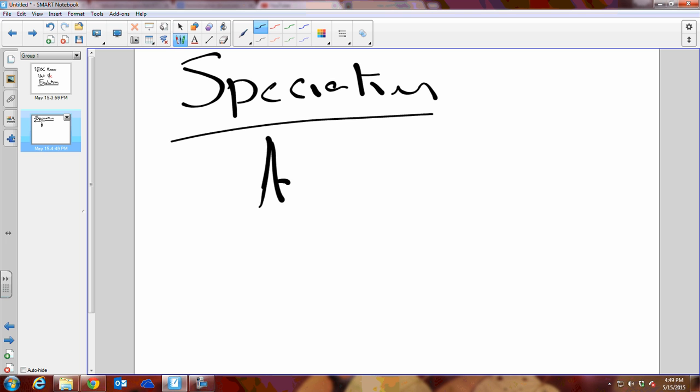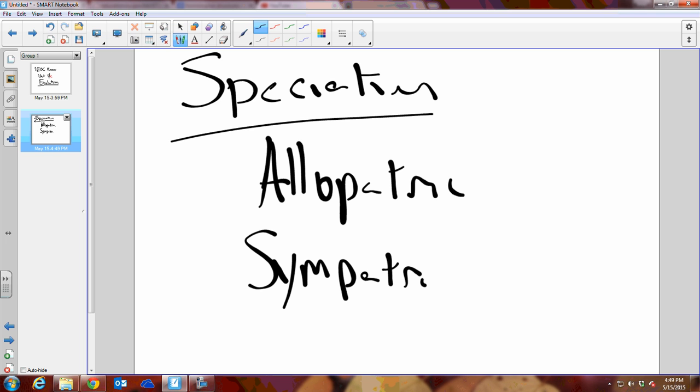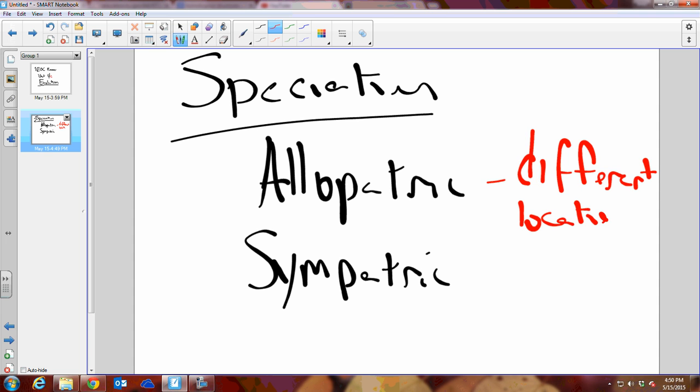There are two kinds of speciation, allopatric and sympatric speciation. Allo means different, sym is same. Patric comes from a Latin word patrio, which is like a home nation. And so allopatric is different homeland, and sympatric is same homeland. Allopatric is when evolution is happening because of different locations. Something has caused organisms to be in different locations and therefore change species, whereas sympatric speciation is happening in the same location.